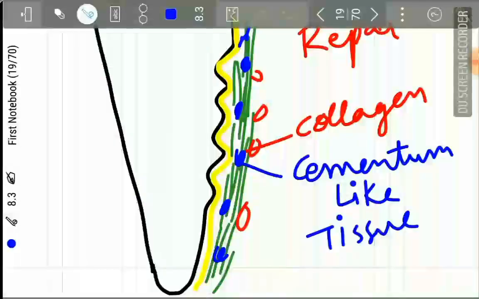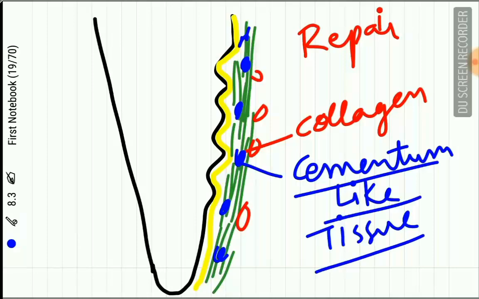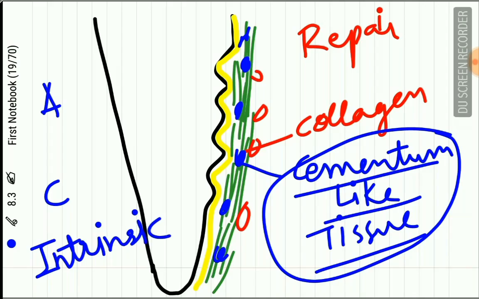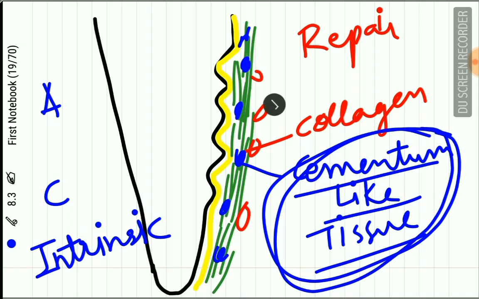Now, this cementum-like tissue which is formed may be of the acellular variety or the cellular variety, but the fibers which are present in this cementum-like tissue are compulsorily the intrinsic fibers. No extrinsic fibers are present. What is the function of this cementum-like tissue? It holds on to the tooth until the time of shedding comes.